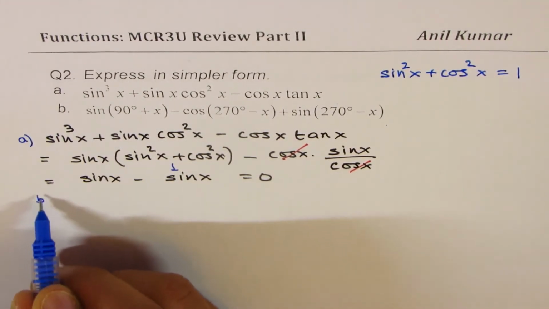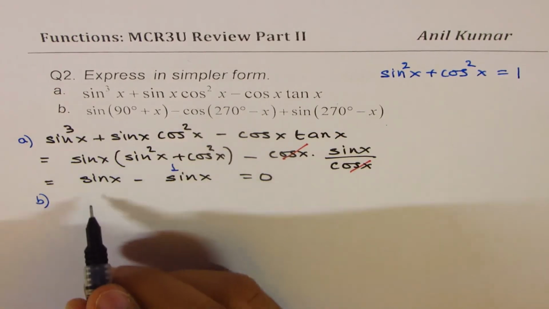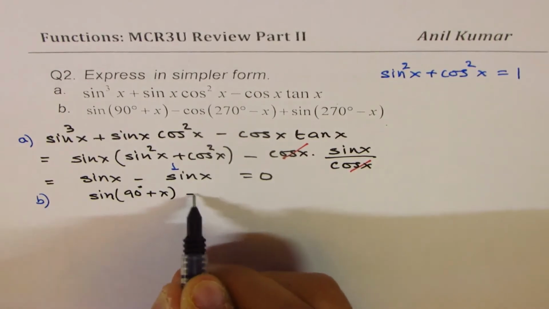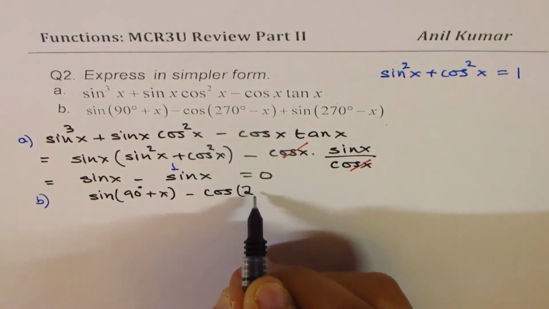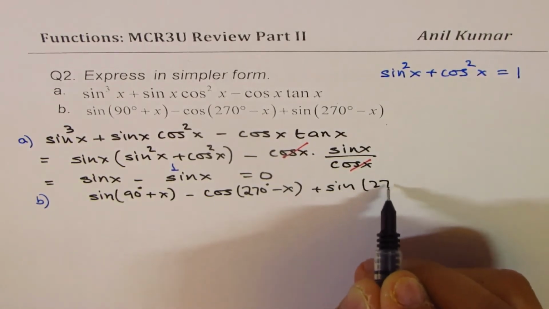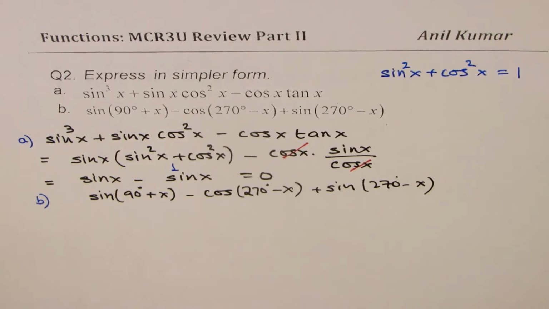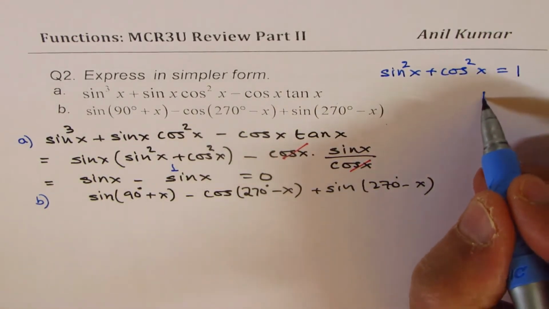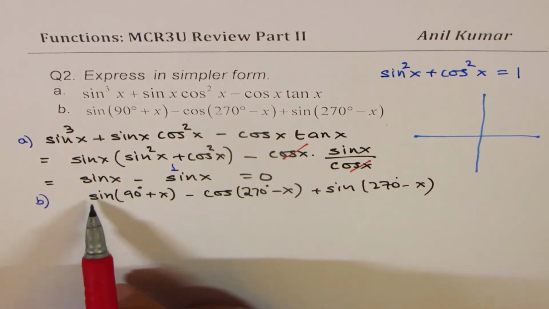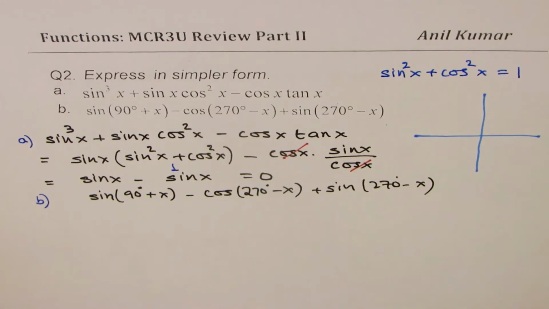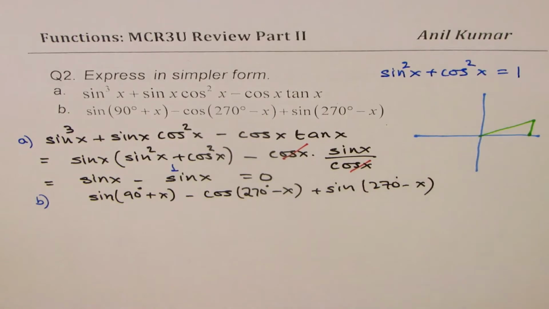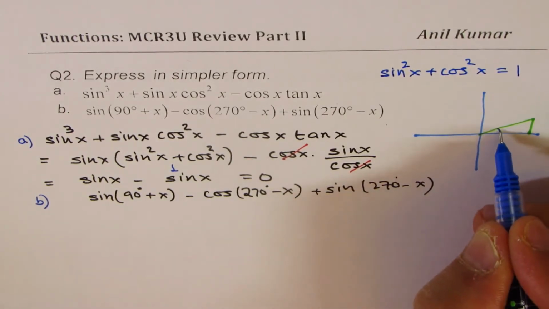Now let's do part B. The question here is sine of 90 degrees plus x minus cos of 270 degrees minus x plus sine of 270 degrees minus x. Now this is also a co-function identity. Now let us sketch and try to understand. If I have sine 90 plus x, let us compare with this situation where that is our standard triangle, the angle being x for us.